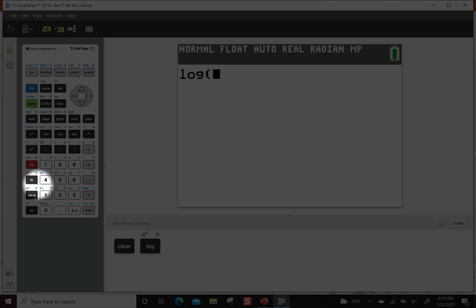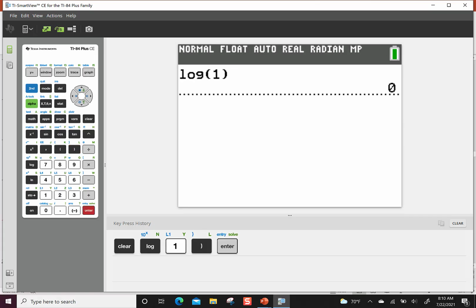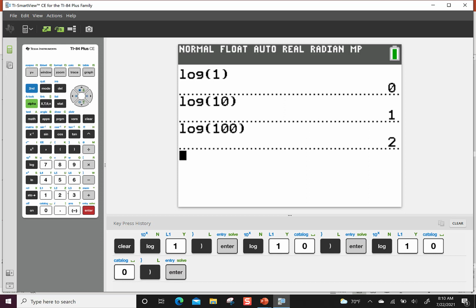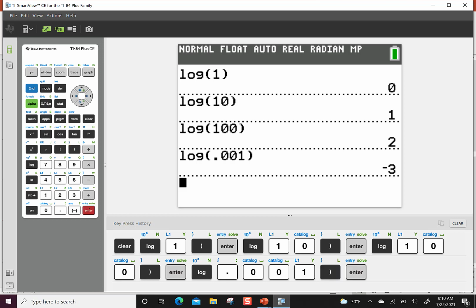So I'm going to hit log, and then let's put 1. That was our first one. When I push enter, it says 0. Let's try again. I had log of 10. We can see it's 1. I have log of 100. And notice every time I hit log, it pops a parenthesis. We need to make sure we're closing parentheses. We want to get used to that and have a really good habit of it. And this is the one we probably want to see the most, is log of 0.001, and it says negative 3.